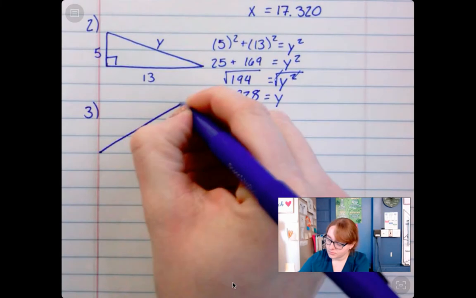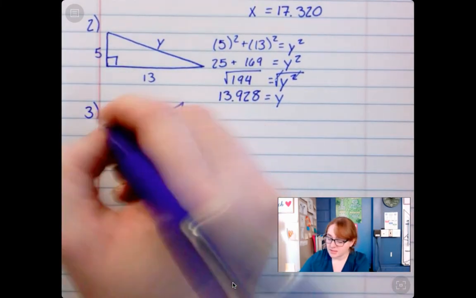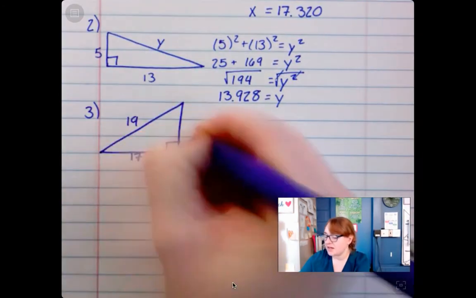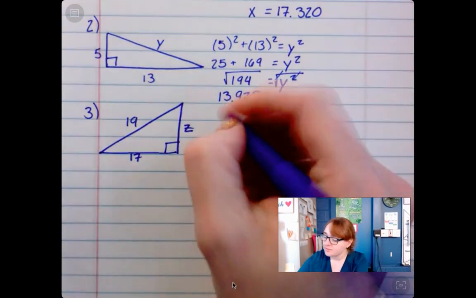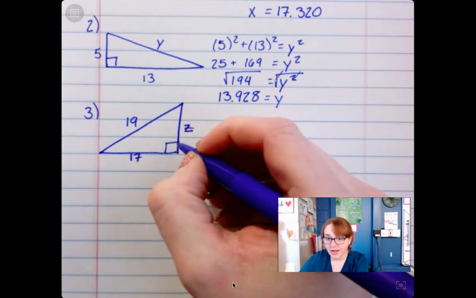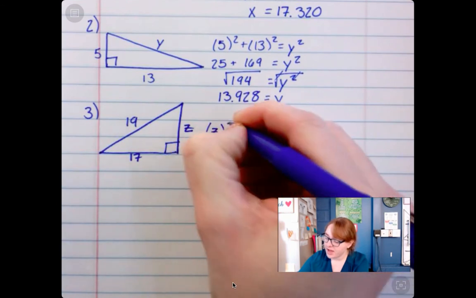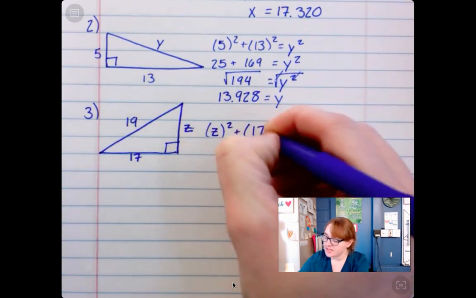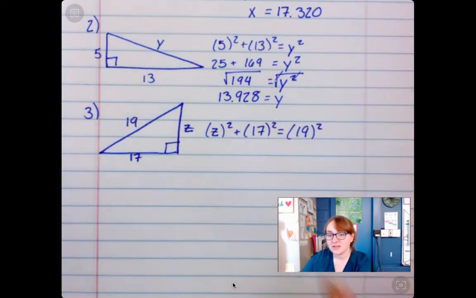Another right triangle with the side lengths of 19, 17, and z. So again, we're going to plug into the Pythagorean theorem because we know two of the side lengths and we want to find that third. We want to plug in our two legs, the two sides touching this 90-degree angle, in for A and B. So I'm going to put z in place of A, so z squared plus 17 in place of B is equal to our hypotenuse, 19, in place of C.